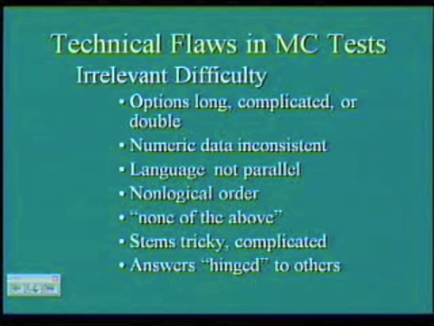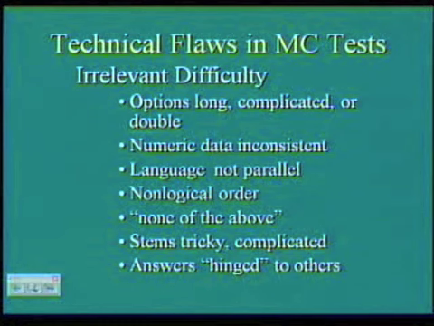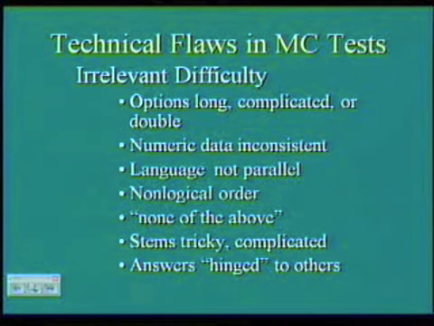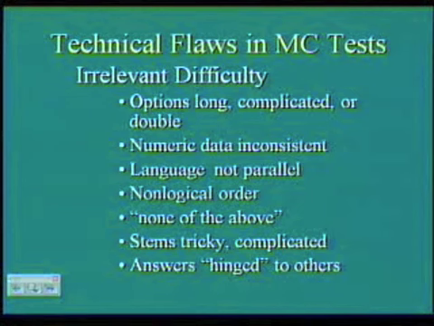So we need to avoid these traps, tricky stems, complicated stems, answers hinged to the answers in previous or subsequent items, so that if you get one wrong up here, then you're not able to answer this one down here. It's related. So these are all bad things. These get in the way of validity and reliability. Do you have any others you'd like to point out? Any of your favorite egregious practices that you've seen?